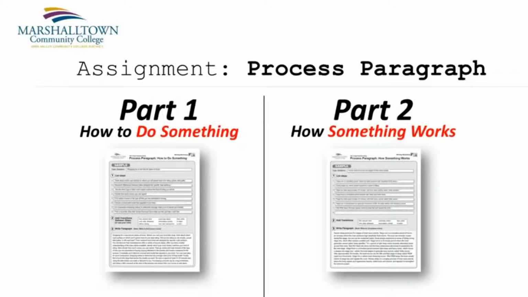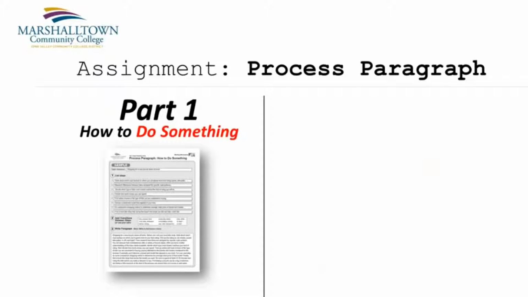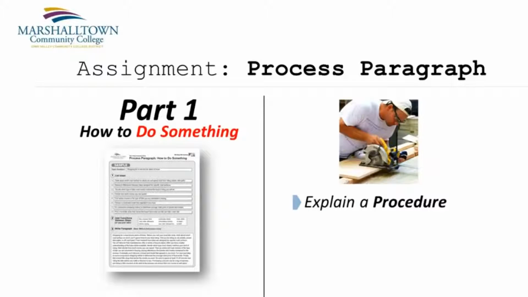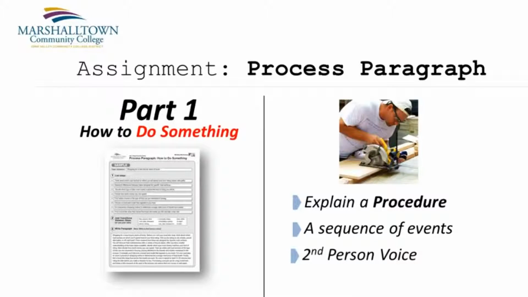For this assignment, I want you to write a paragraph for each type of process analysis I just mentioned. Let's call the How to Do Something paragraph Part 1 and the How Something Works paragraph Part 2. In Part 1, you'll be explaining a procedure for your readers to follow. It should be a sequence of events that takes them from a starting point to a completion point. Your How to Do Something paragraph should be written in what's called the second person voice, which I'll explain in more detail in this week's grammar workshop.